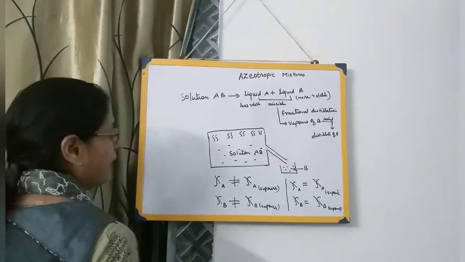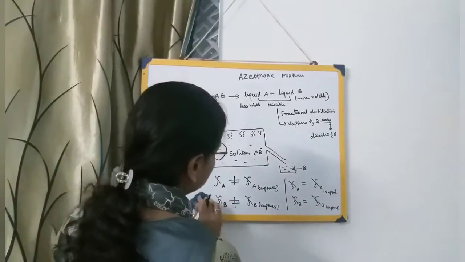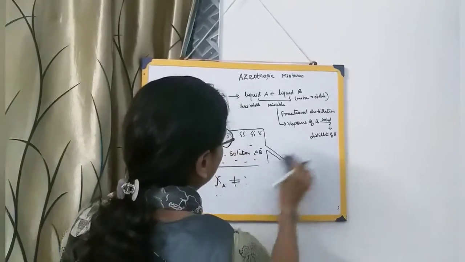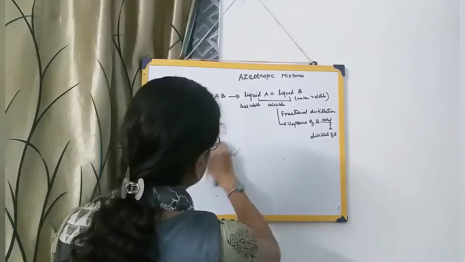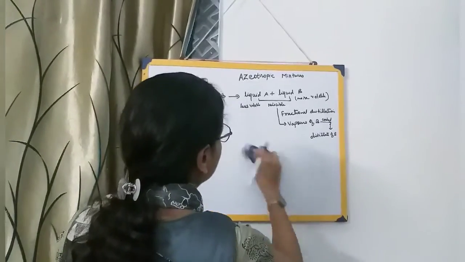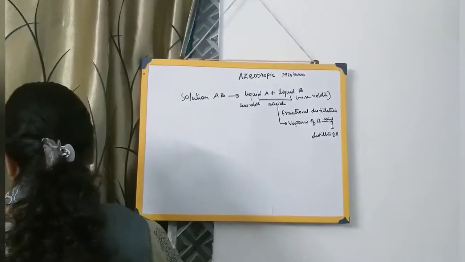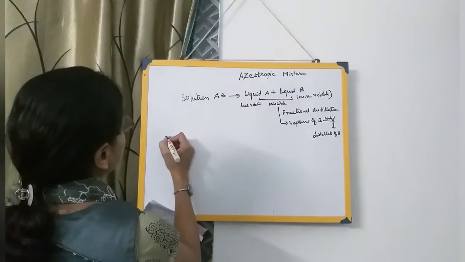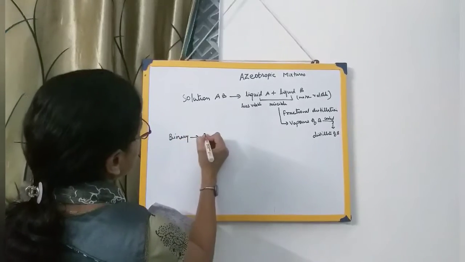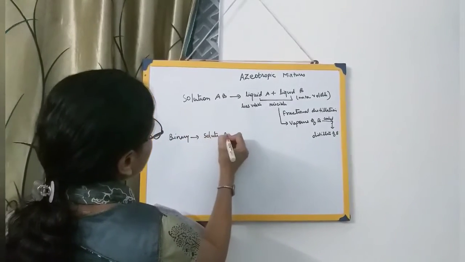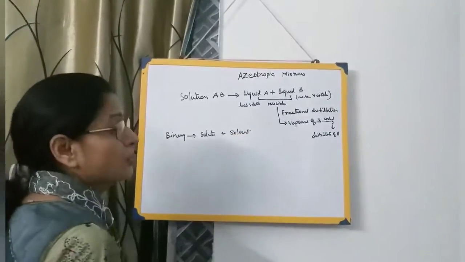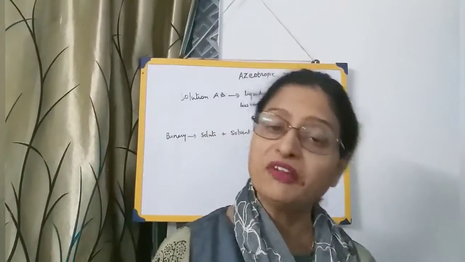So I hope it's now clear why certain substances undergo the process of distillation. Let's come back to this: there are certain substances which can be separated by the process of fractional distillation, but at the same time there are some binary solutions. Now when we talk about a binary solution, what do we mean? Binary solutions means solutions having the solute plus the solvent. There are certain binary solutions which cannot be separated by fractional distillation.